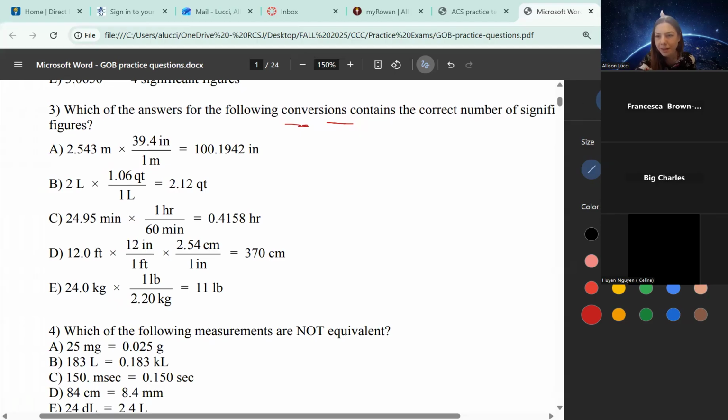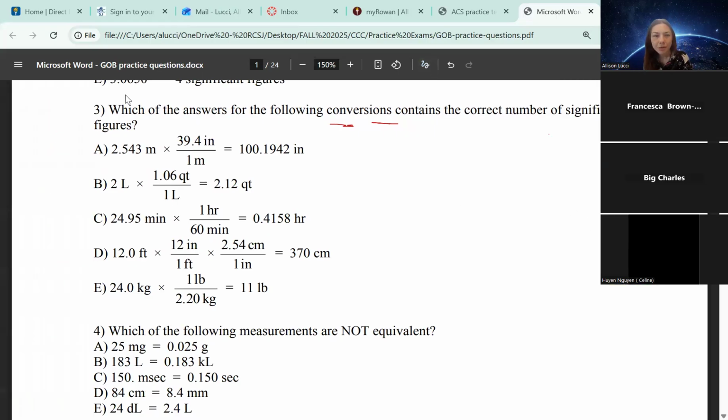And we're asked to find the correct number of sig figs at the end of our process here. So what I see in answer choice A is that I begin with 4 significant figures. So that's the maximum that you will ever end with. And you can see that we have 7,100.1942. So that's way too many sig figs. So that's definitely not correct. Answer choice B here, we have 2 liters. That's only 1 sig fig. So the fact that I have 3 2.12 quarts in my answer, that would not be correct.